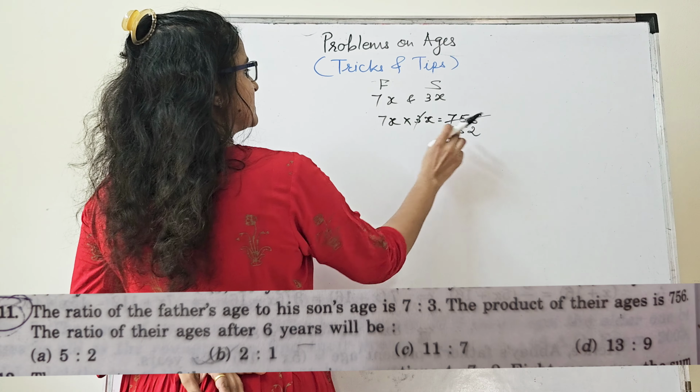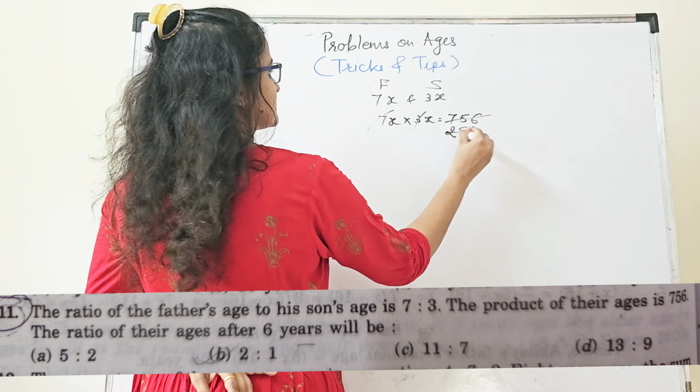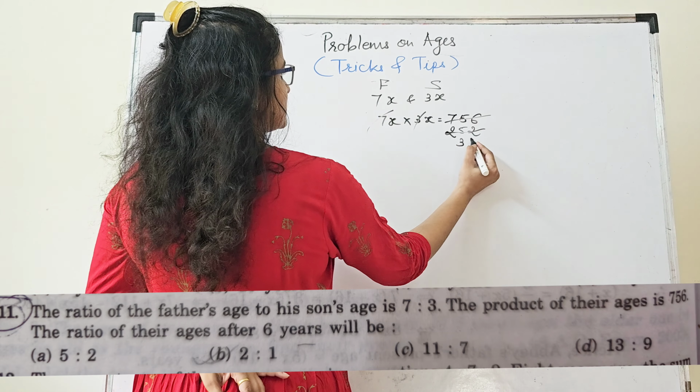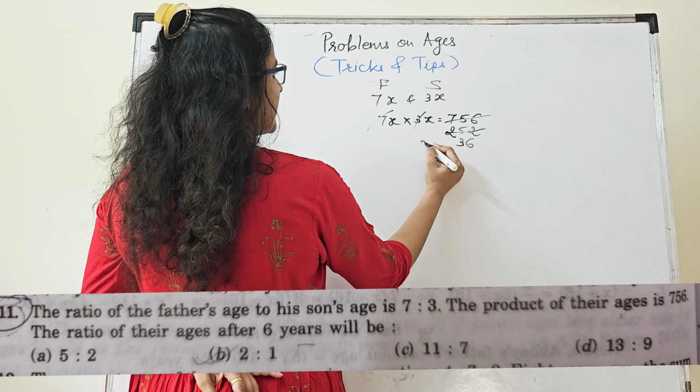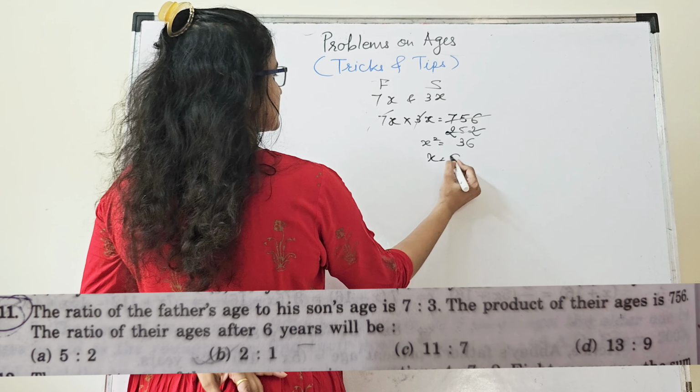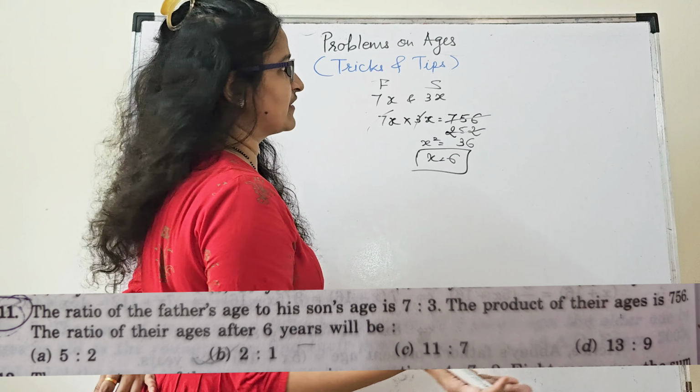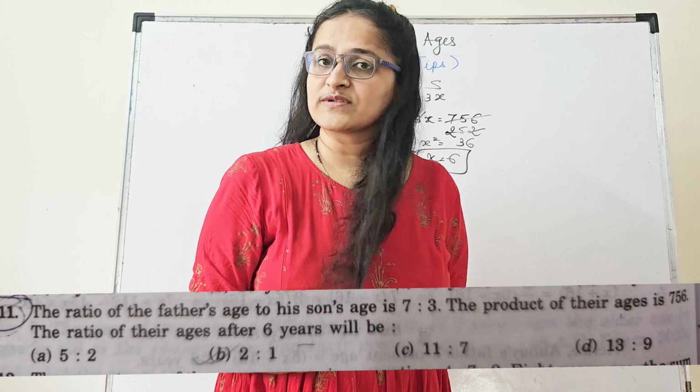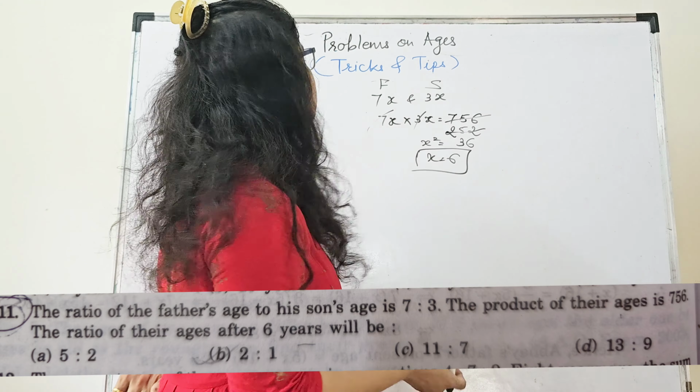Correct? Now is it divisible by 7? Yes. 7 36s are 252, right? So x square equals 36. So x equals 6. Don't consider negative 1 because age is never going to be negative. It is always going to be positive. So the value of x is 6.